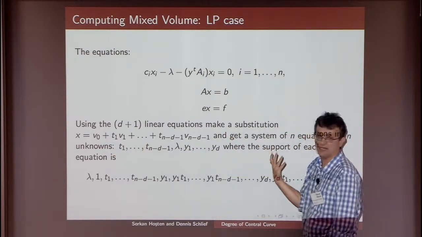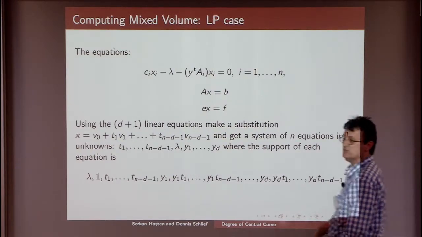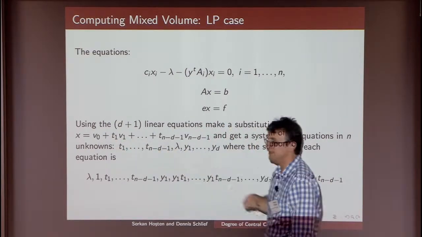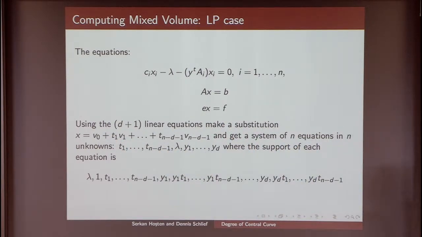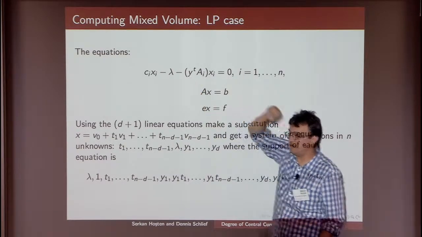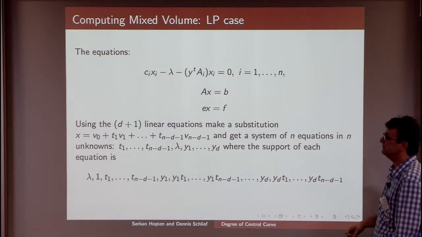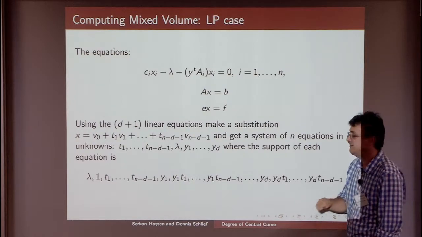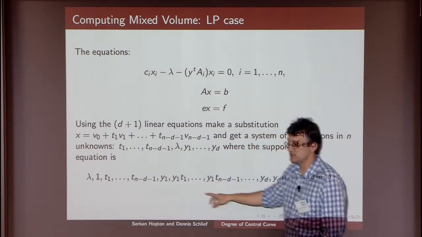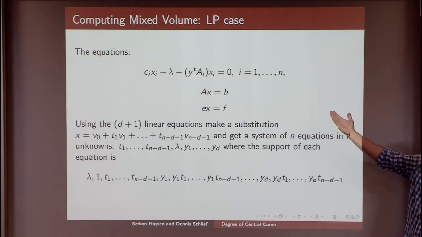So v1 through v_{n-d}, where v1 is a vector in the kernel of the matrix. So I introduce new variables, t1 through t_{n-d-1}. I take that and plug it in upstairs where I have the x's. I expand it out, so I have n equations now in n variables. And the support of those equations is exactly these guys. What are the supports of the equations?